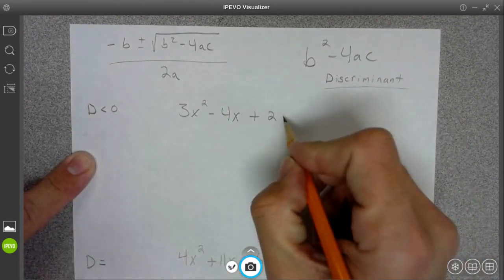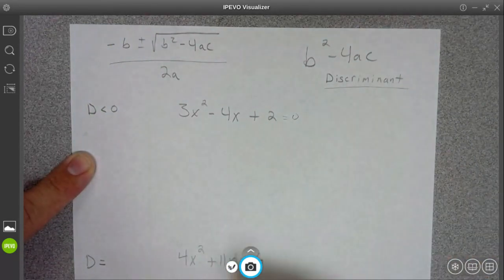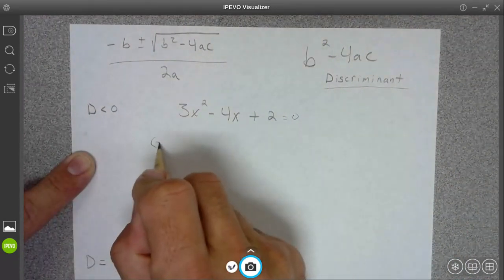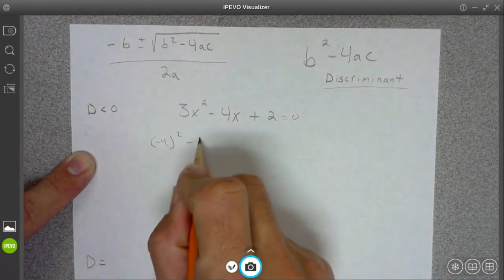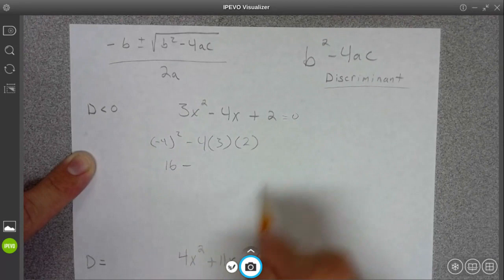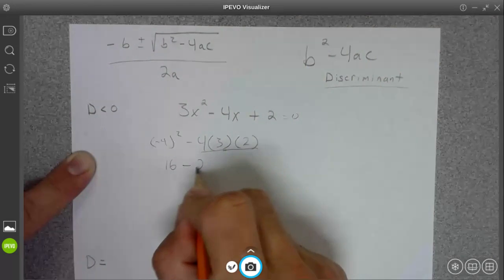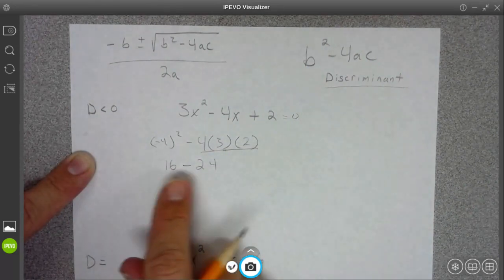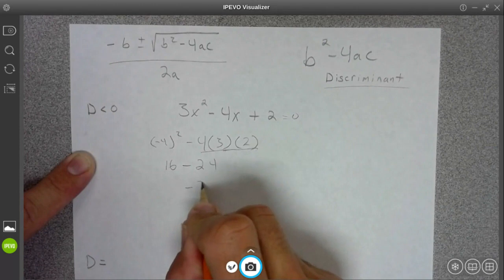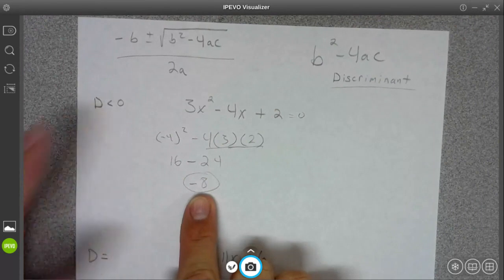All right. So we're not actually going to solve this thing. We're just going to do this part, the b squared minus 4ac. So b squared is going to be negative 4 squared minus 4 times a, which is 3, times c, which is 2. Negative 4 squared is 16 minus, because there's no other negatives, 4 times 3 is 12. 12 times 2 is 24. So we get 16 minus 24, and that is negative 8. That is our discriminant.